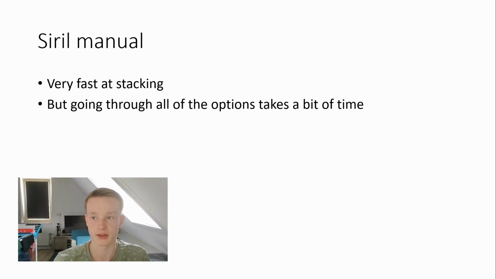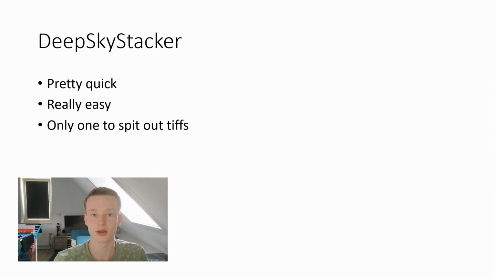It's very complicated. Then you have the manual mode of Siril, which is quite fast at stacking compared to DeepSkyStacker and even to ASTAP. But going through all the options takes quite a bit of time, so it's one of the slower options overall. And using Siril manual mode, you can in fact stack and calibrate different nights together. Then you have DeepSkyStacker, which is fairly quick.